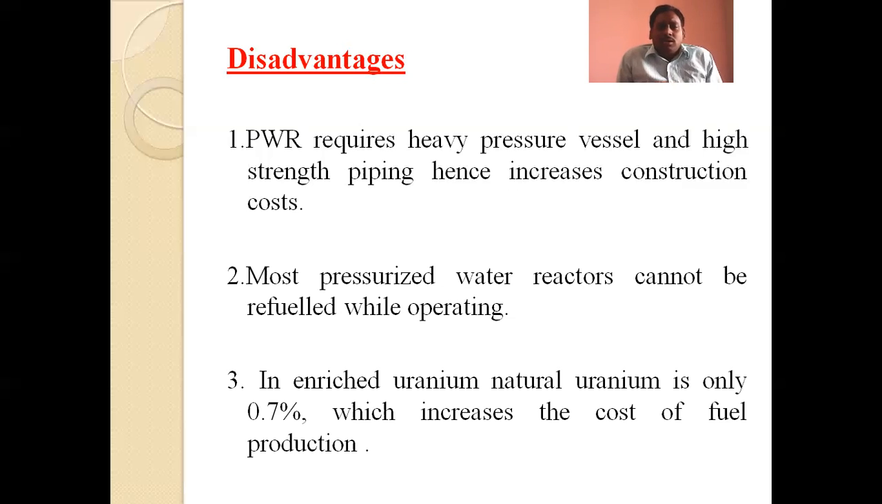And also here we are using enriched uranium as a fuel. In natural uranium, only 0.7% is the fissile part. That's why it is essential to purify it, and the purification cost increases. That's why the cost of fuel production increases in the pressurized water reactor. These are the working methods, and at the same time, the advantages and disadvantages of the PWR, pressurized water reactor.